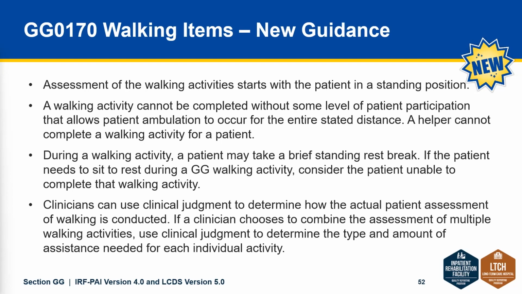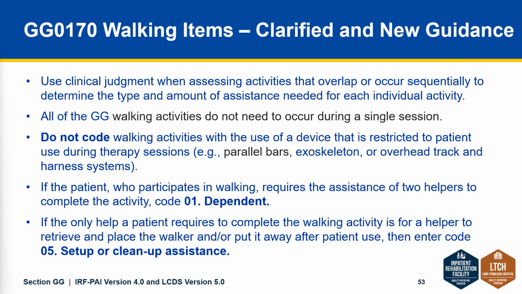Clinicians should use clinical judgment to determine how the actual patient assessment of walking is conducted. If the assessment of those walking activities is completed through combining the walking activities and the patient completes one longer distance, then use clinical judgment to determine the type and amount of assistance needed for each individual activity. Guidance was added to emphasize that when assessing activities that overlap or occur sequentially, clinician judgment is used to determine the type and amount of assistance needed for each individual activity. That being said, all of the GG walking activities do not need to occur during a single session. They can be assessed at separate times.